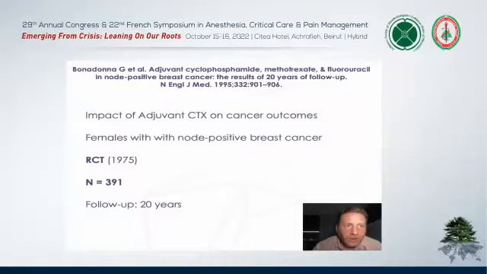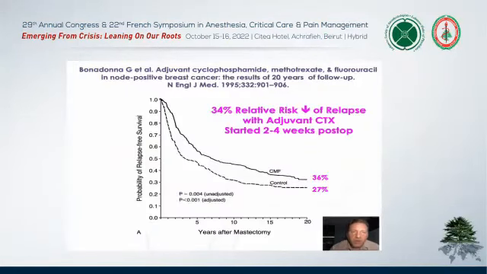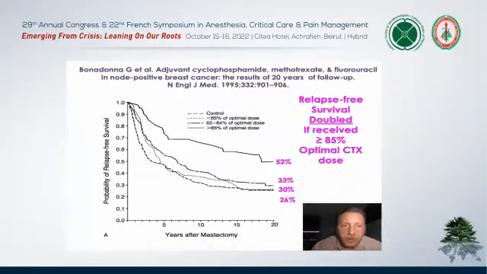Now, Bonadonna looked at the impact of adjuvant chemotherapy on cancer outcomes in females with node-positive breast cancer surgery. This was quite an impressive 20-year study, a randomized controlled trial back in 1975. They found a 34% relative risk reduction in relapse with adjuvant chemotherapy that was started 2 to 4 weeks after surgery. There was also a doubling of relapse-free survival if these patients received at least 85% of their optimal chemotherapy dose.